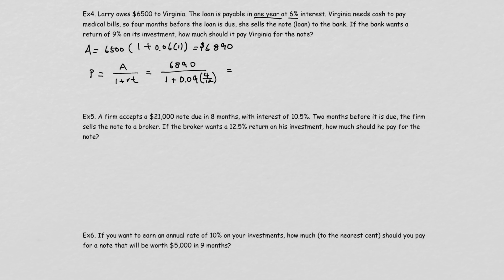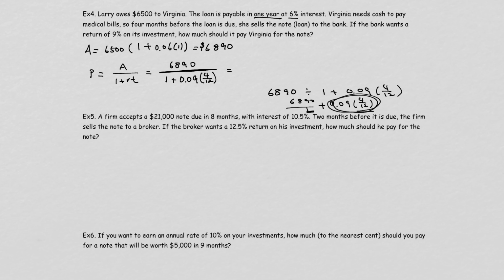And when you plug in those numbers on the calculator, here is one thing you need to be careful about. The calculator does not know if you just do 6,890 divided by 1 plus 0.09 times 4 over 12. What the calculator understands, if you just put it like that, is 6,890 over 1, plus 0.09 times 4 over 12. But this is not true. You want to have all this on the denominator, right?